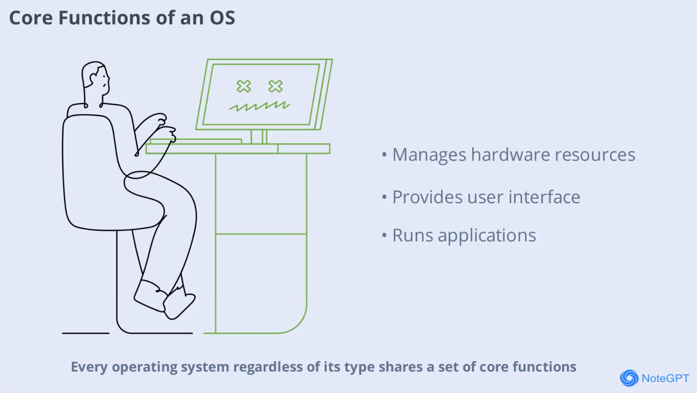Every operating system, regardless of its type, shares a set of core functions. These include managing hardware resources, providing a user interface, running applications, and ensuring security. The OS allocates memory, processes data, and handles input and output devices. It also offers a platform for software developers to create applications that can run on different hardware. These core functions are what make your device usable and efficient.